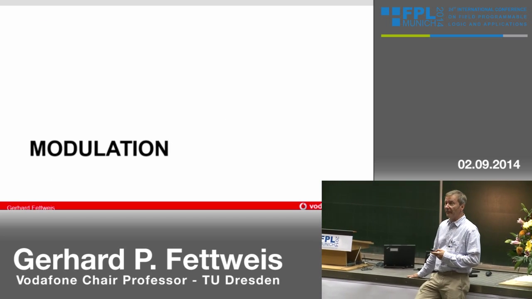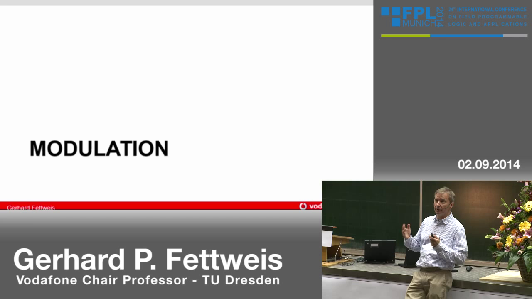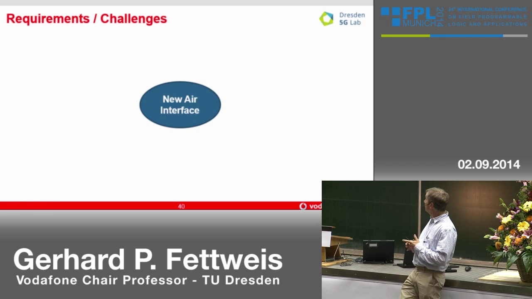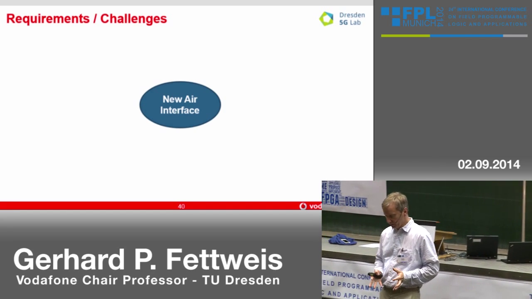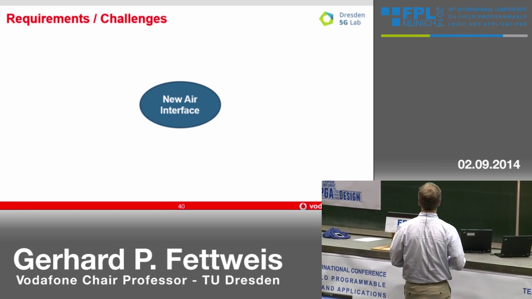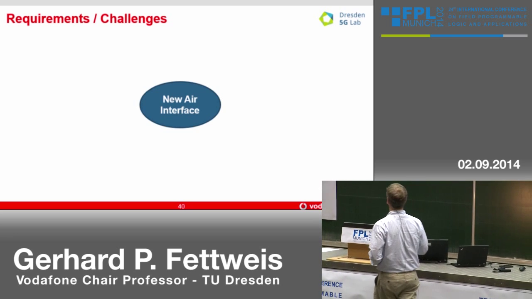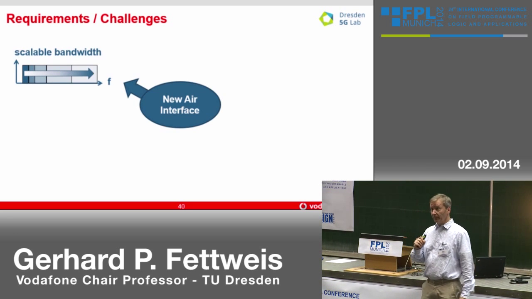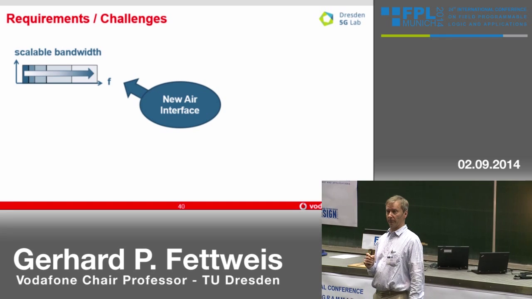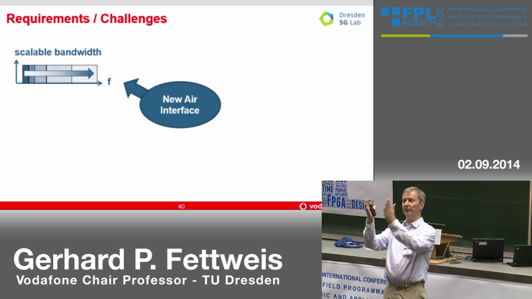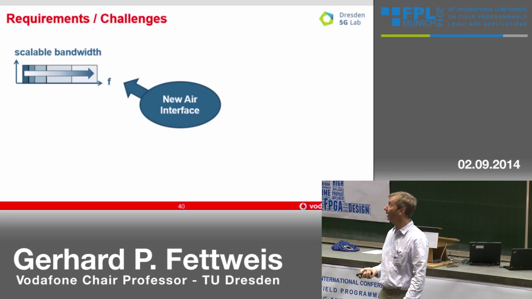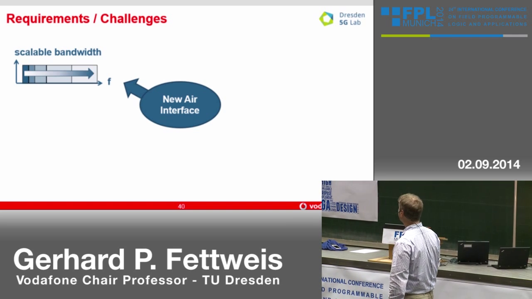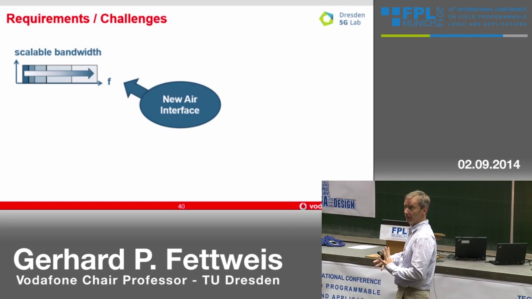Now let's have a look at what this means in terms of transmission. We need not only these compute engines, we need, as I mentioned, a new way of communicating bits. What is it that we need? It has to be scalable in bandwidth, because sometimes there's frequency available in the spectrum of 100 megahertz, sometimes 1 megahertz, sometimes 4 megahertz, depending upon where you look. So we need something that can scale in bandwidth dynamically.